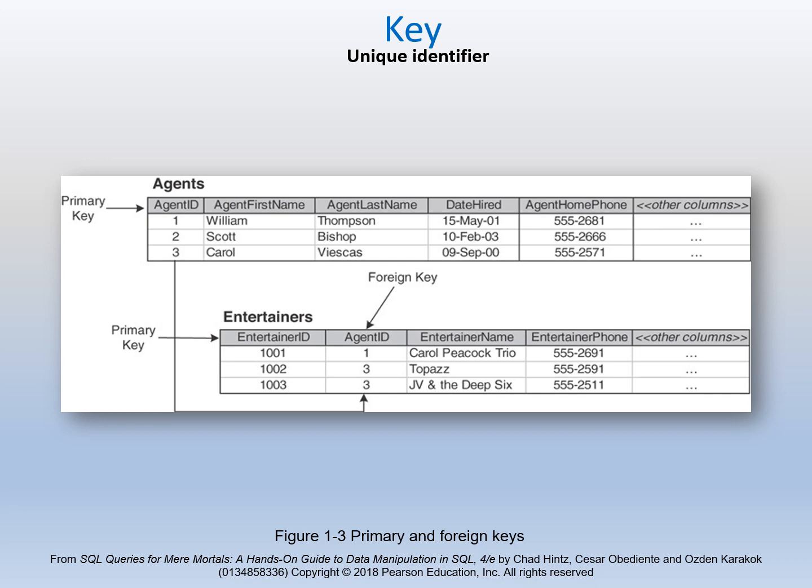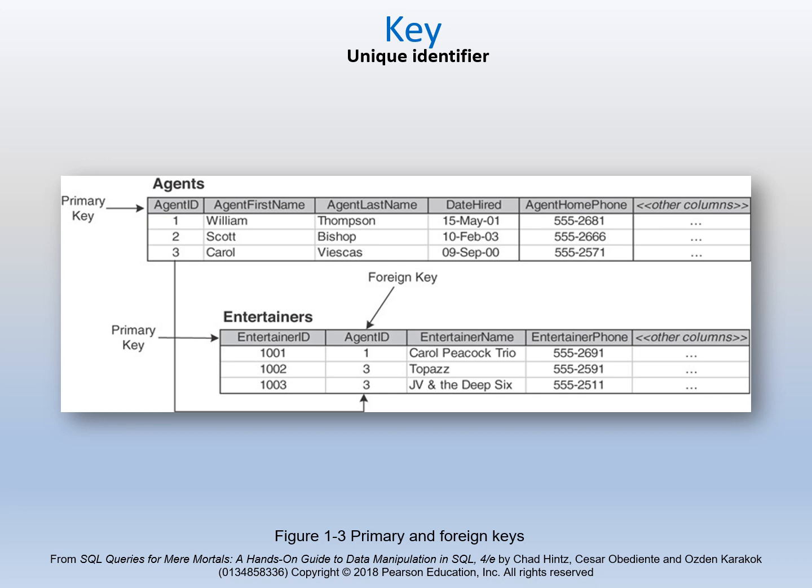Keys are used to uniquely identify a row in a table. In the agents table, we see agent ID is the key. Agent ID will allow us to select each row in a table. For instance, agent ID 3 will only retrieve the Carol record. Agent ID 1 will only retrieve the William record.